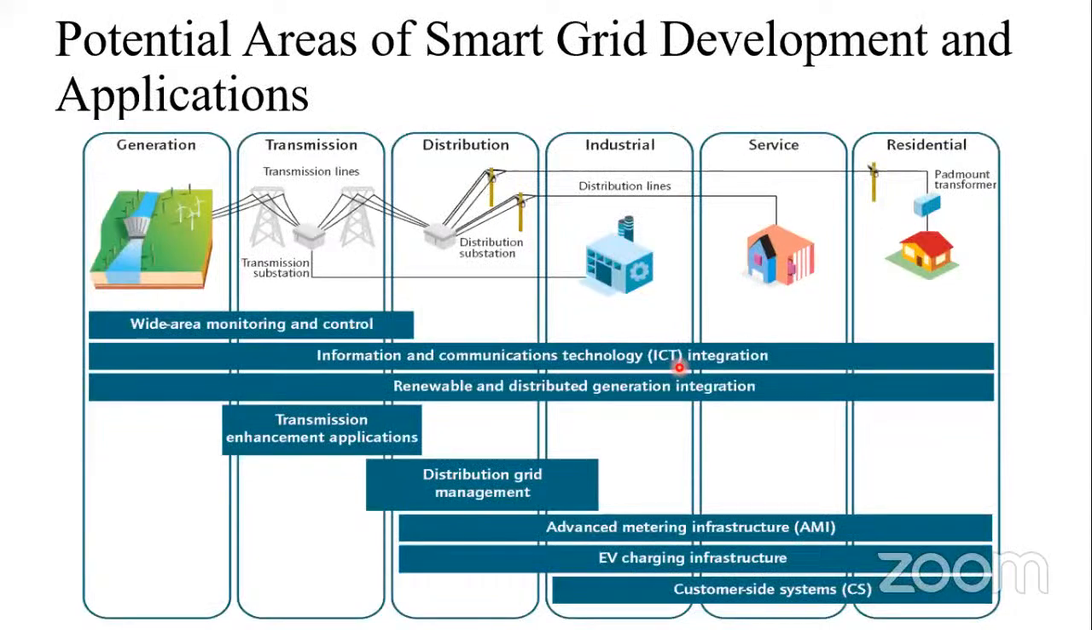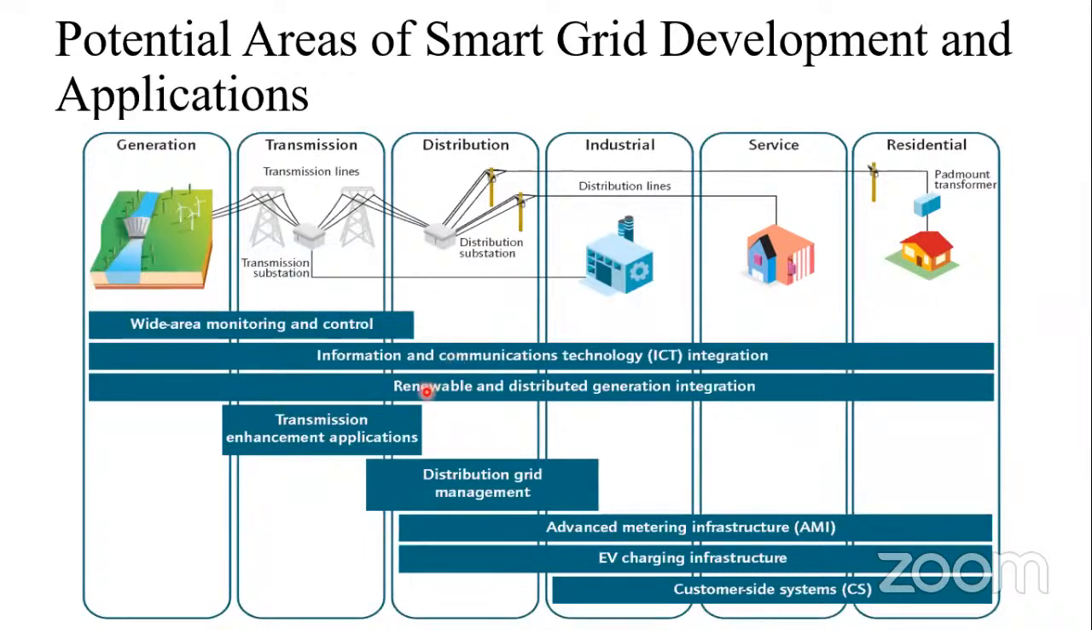From this figure, we can see the promising areas of smart grid development and its applications. As you are seeing here, generation and transmission, in this case we'll say wide area monitoring and control. These two terms, wide area monitoring and control, and also distribution and industrial services. All these areas we can consider as information and communication technology integration, because it is from generation to the user, to the customer.